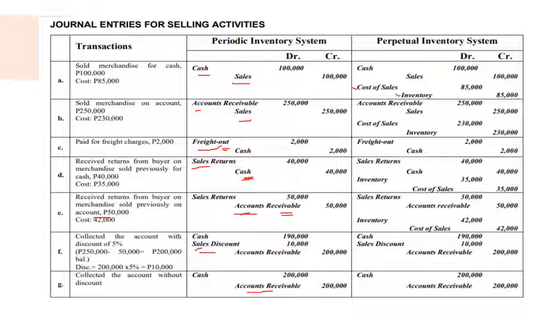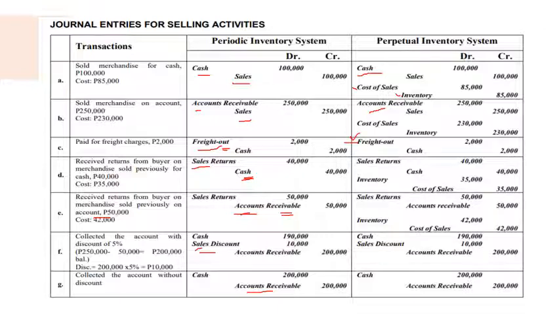We debit cost of sales because this is actually the cost of the goods that we have sold, and we credit inventory because that's what we give to our customers. That's our value parted with. We give the inventory. So whether that's for cash or on account, the same, you debit cost of sales, you credit inventory. For the freight charges, the same entries.